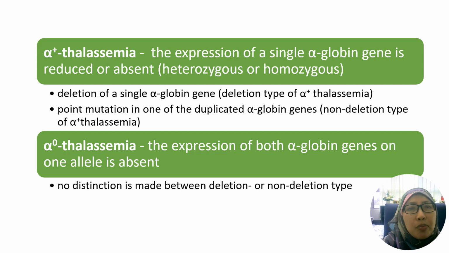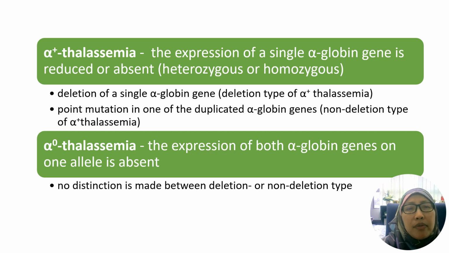The allelic expression is reduced either due to a deletion of a single alpha gene, which is the deletion type of alpha plus thalassemia, or a point mutation in one of the duplicated alpha globin genes, which is the non-deletion type of alpha plus thalassemia. However, alpha plus thalassemia is of little significance to the individual since it is clinically silent.